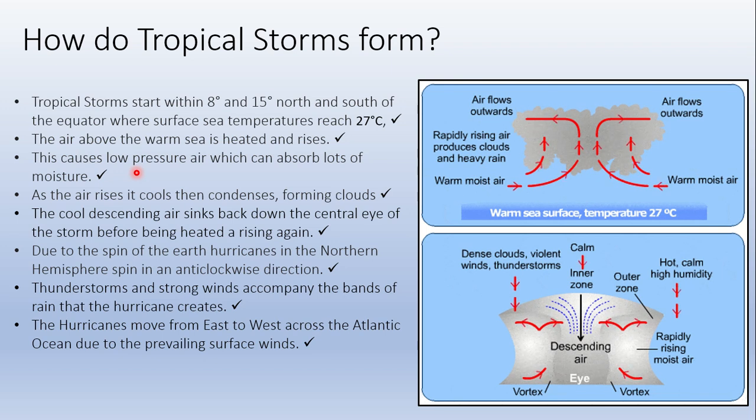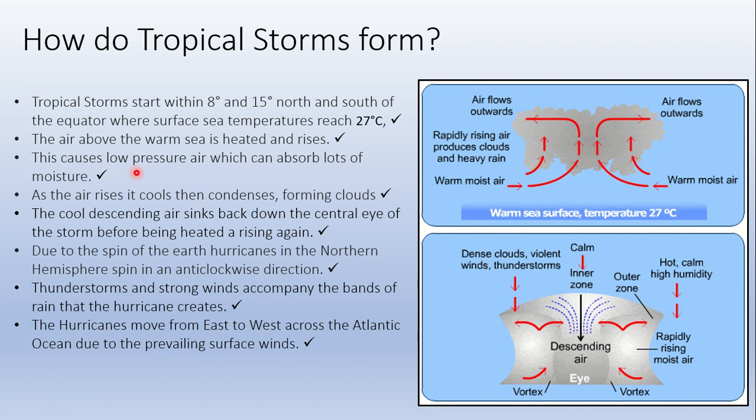So warm air expands, warm things expand, warm air expands. Therefore, the spaces between its molecules get greater. We call that low pressure. And therefore it can absorb lots of moisture.